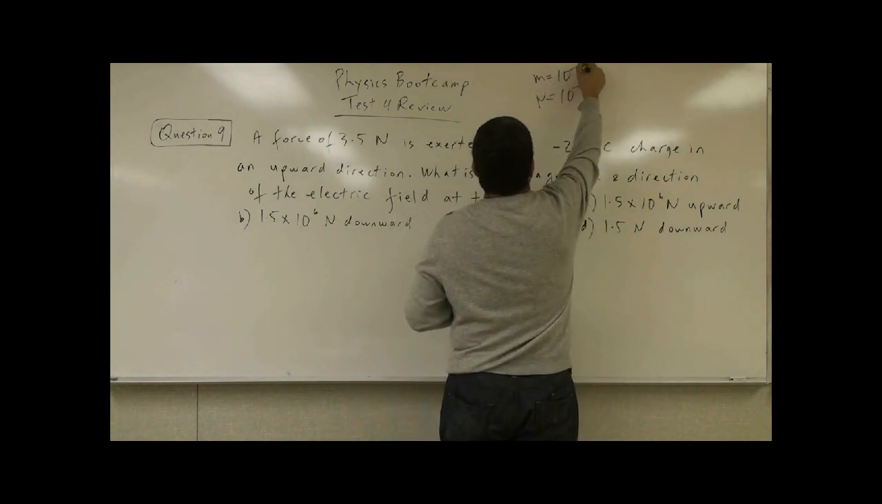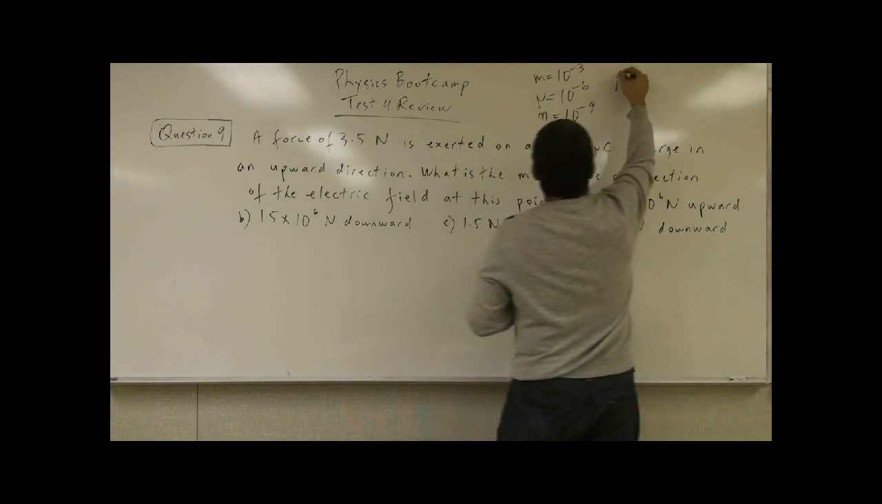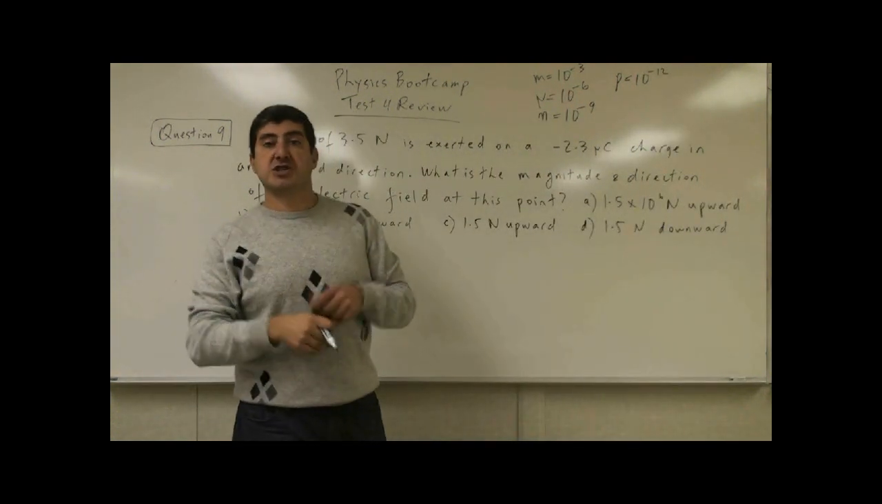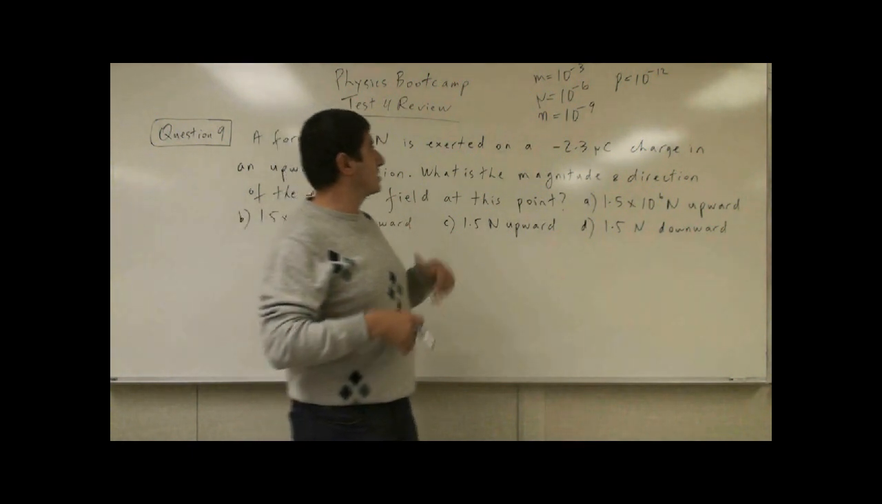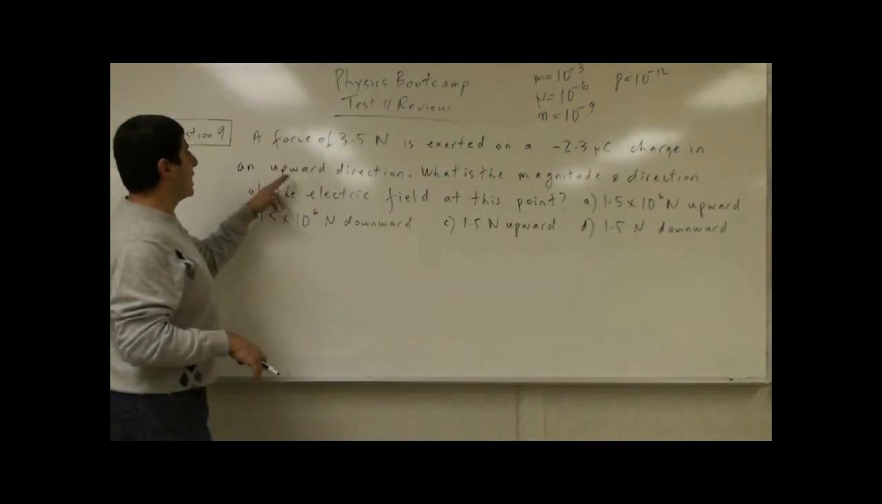Milli means 10 to the minus 3. Nano means 10 to the minus 9. Pico means 10 to the minus 12. Often in electricity, charges are very small, so we use these symbols. So micro is 10 to the minus 6. Charge in an upward direction.